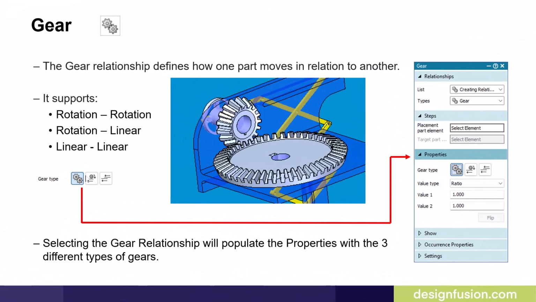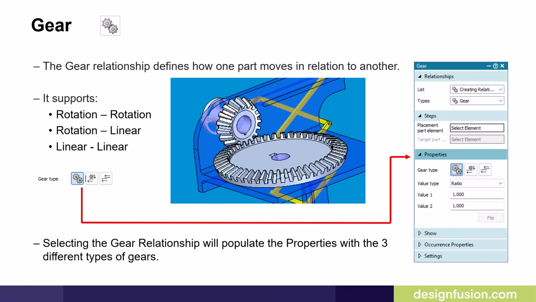The gear relationship defines how one part moves in relation to another. It supports rotational, rotational linear, and linear type movements. The gear relationship is useful when working with assemblies that contain gears, pulleys, parts that travel in grooves or slots, and hydraulic or pneumatic actuators.